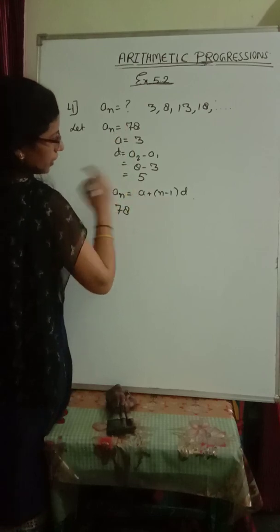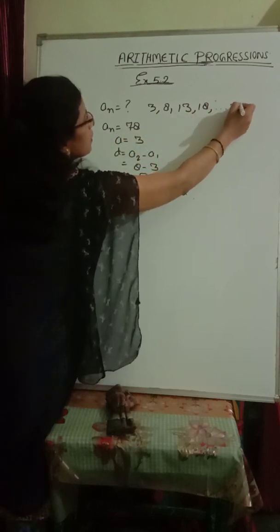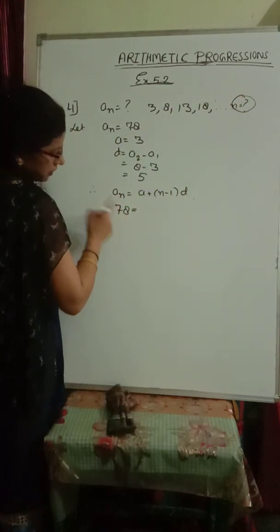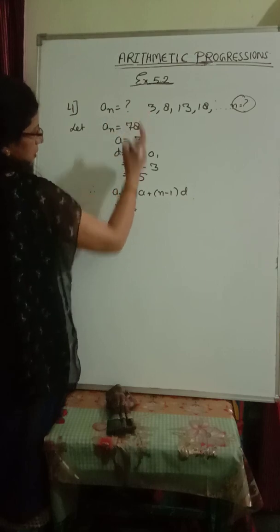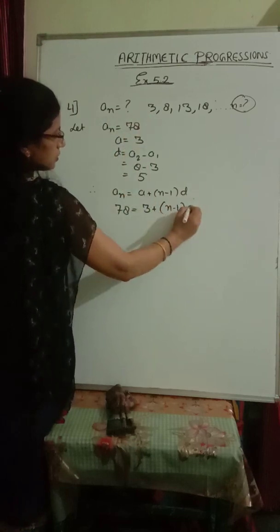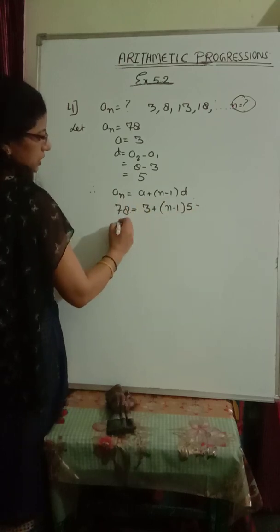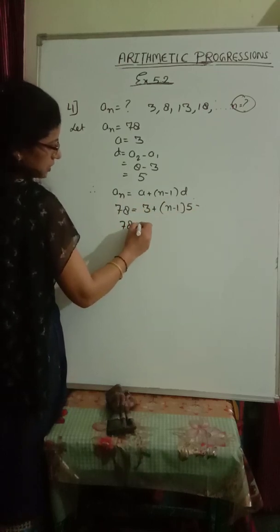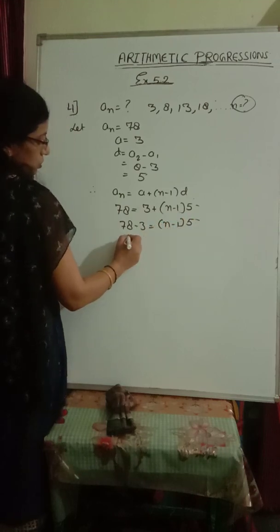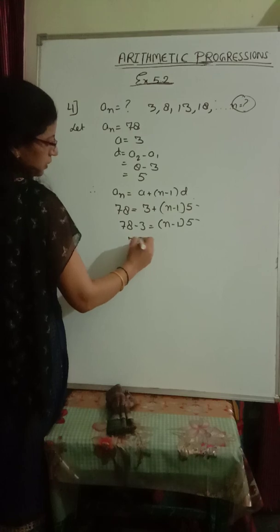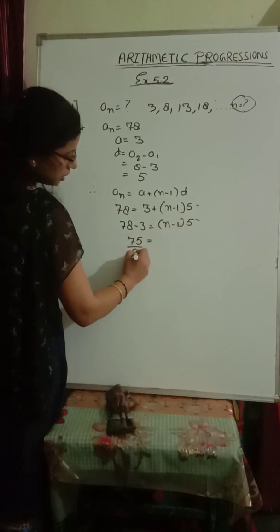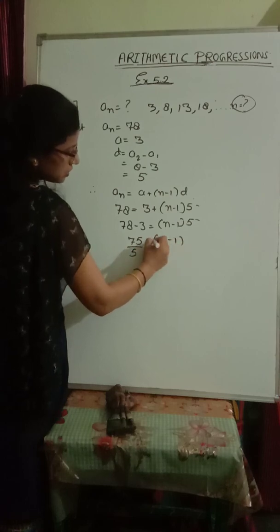We have to find the value of n, which term it is. So let the nth term be 78. What is a? a is 3, plus (n minus 1), you don't know which term this is, into d, which is 5. Now bring the 3 to this side. So 78 minus 3 is equal to (n minus 1) into 5. So 75 is equal to (n minus 1) into 5. The 5, which is multiplied in the bracket, goes to the other side as divide, so it becomes n minus 1.